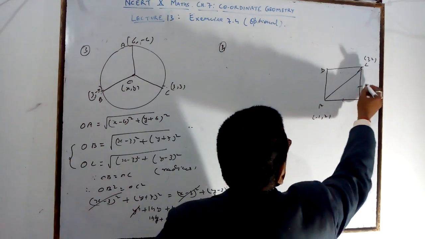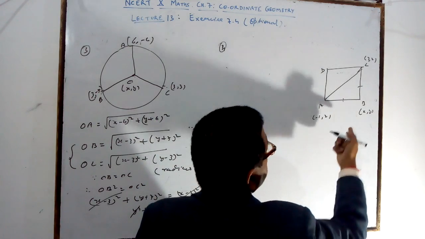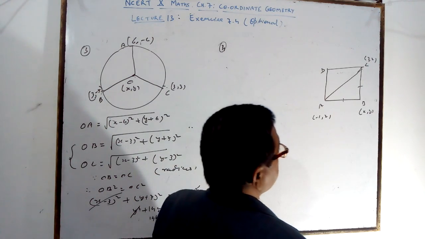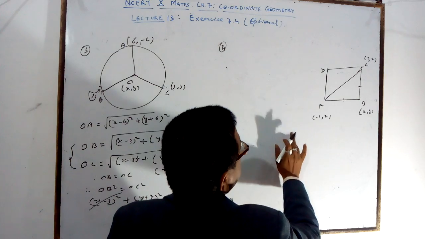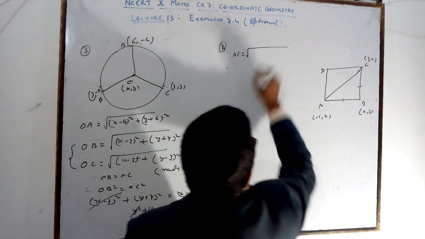This side is equal. AC is equal to A root 2. What are AB and BC? Both will be the same, AB is equal to BC, that is one thing. Another thing, Pythagoras. What is AC? You calculate it by the distance formula.